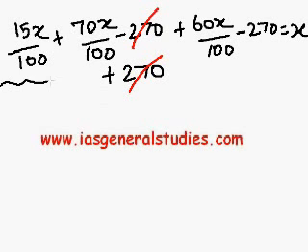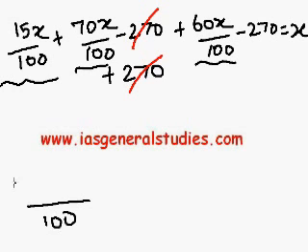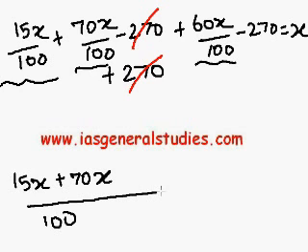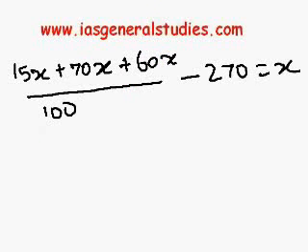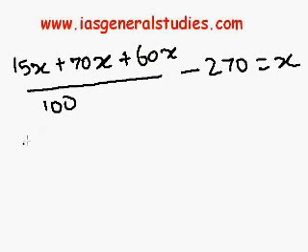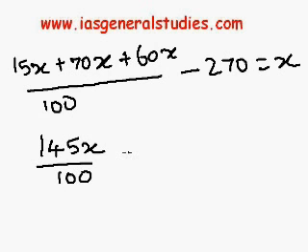These numbers have 100 as a denominator, isn't it? So I can put a common 100 and this will become 15x plus 70x plus 60x. Then I have one more number, minus 270, equal to x. So carry the 270 to the other side and bring the x to this side. So what will happen to these values? 15 plus 70 plus 60, that is 70 plus 60, 130, and 130 plus 15, 145x by 100. This is minus x equal to 270.